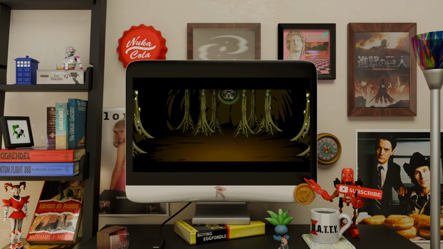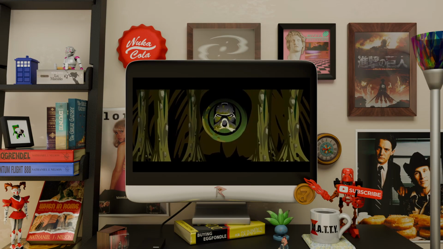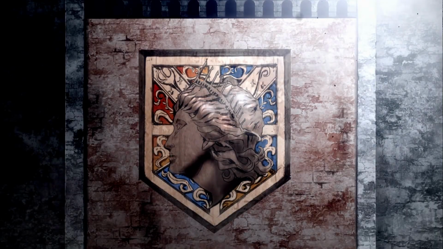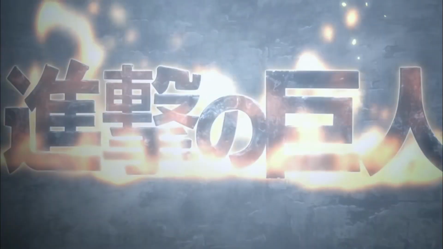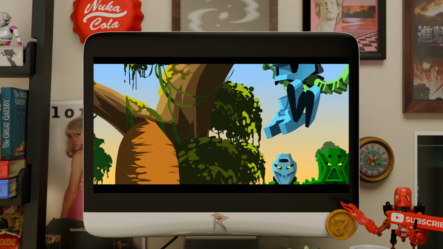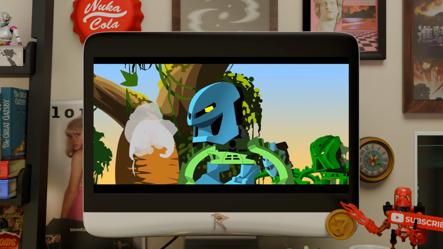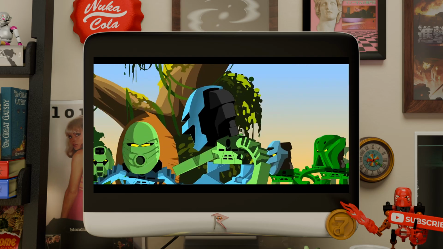The Island of Mata Nui is very different from the oppressive post-industrial revolution dark ages of Attack on Titan, but secrets are also being kept from the Matoran. Secrets so well kept that even the audience didn't suspect anything.